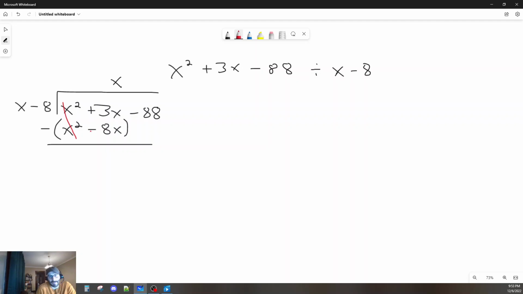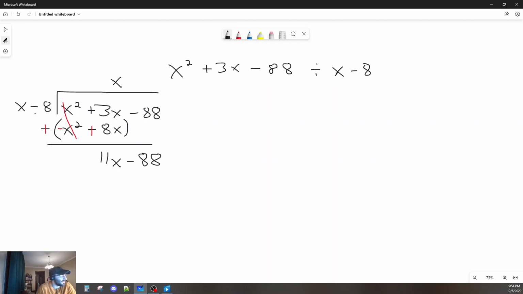Well, the way I keep my negatives and minuses straight is I change this to plus, and I would change this to plus. So same thing. If this is positive x squared, this becomes negative x squared. Okay, and then if you add, this still is 0. 3x plus 8x is 11x. So you just subtracted this minus this, and you're left with 11x. And in long division, the next step is to drop the next thing. It was minus 88.